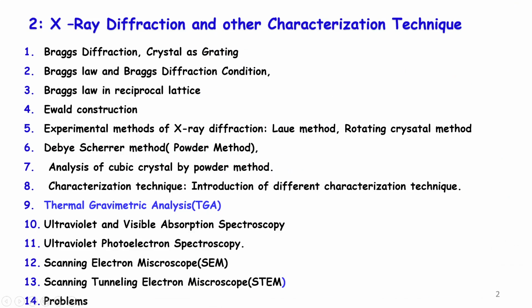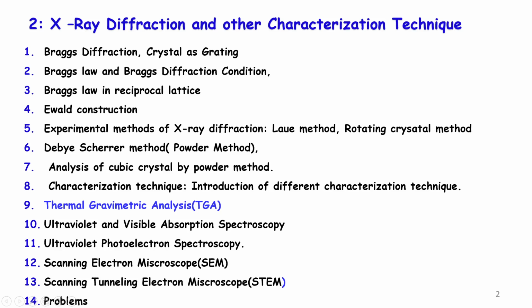Now, dear friends, in this lecture we are going to see the 9th unit of the second chapter, the thermal gravimetric analysis, also known as the TGA. In the previous lecture we studied the different characterization techniques which are useful to study the different properties of the material.